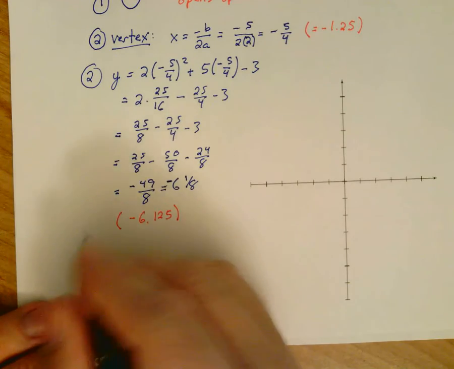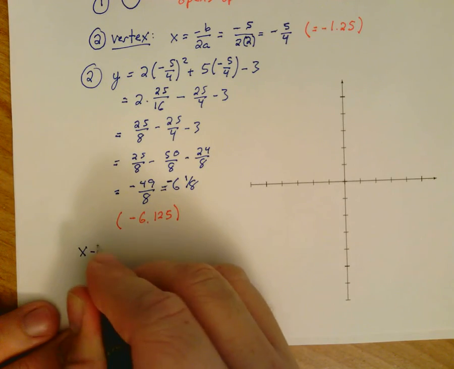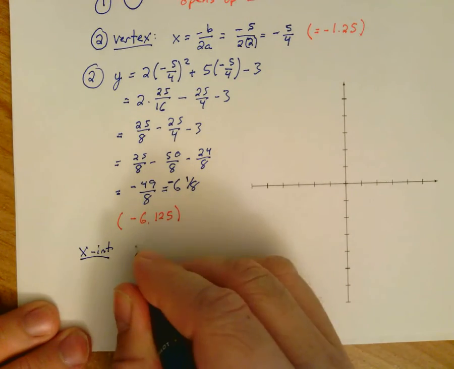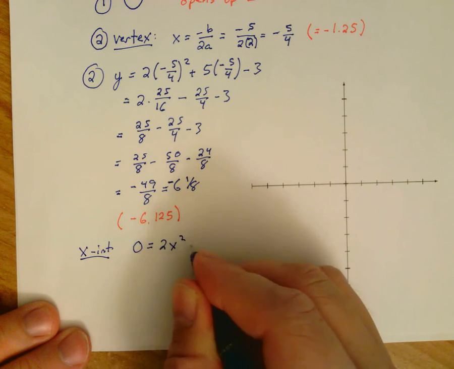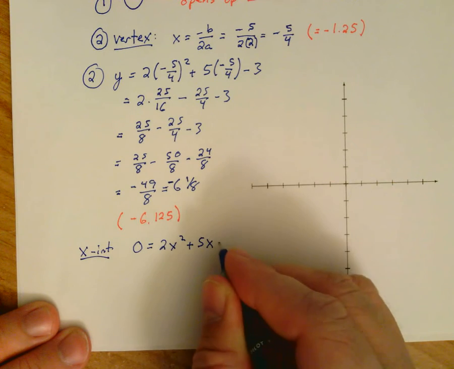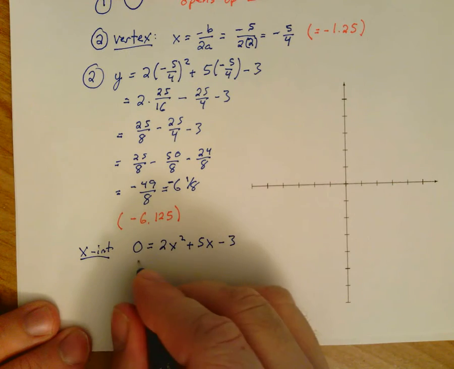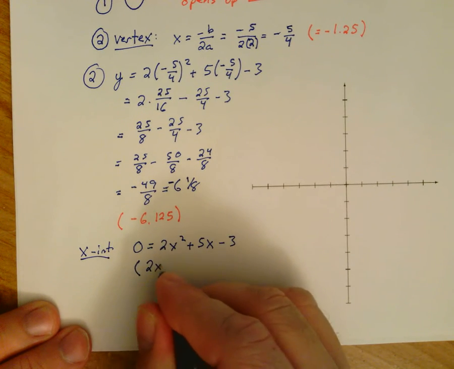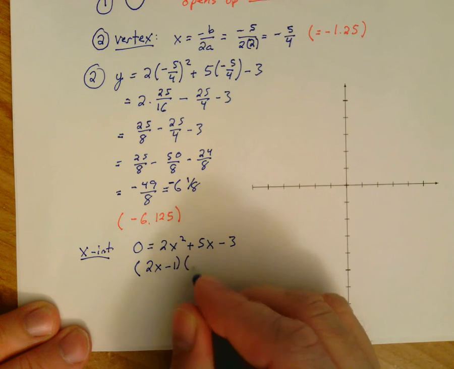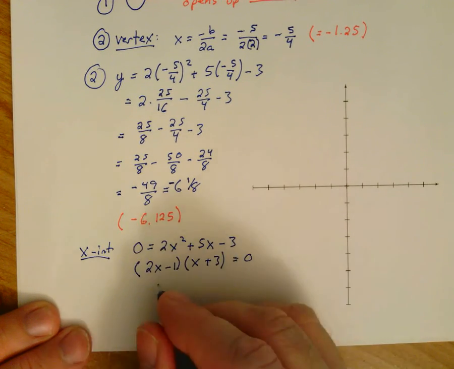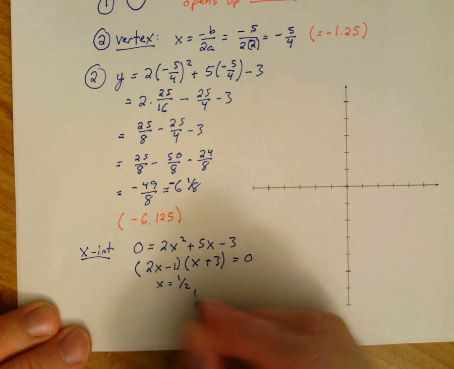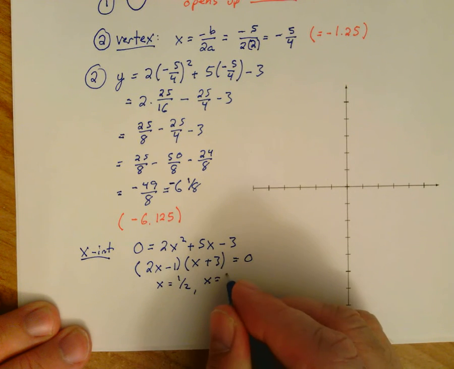Now, to find the x-intercepts, let's go ahead and set this equal to 0. So I say 0 is equal to 2x squared plus 5x minus 3. And then I'll go ahead and factor this. So I'm going to have 2x minus 1 times x plus 3, and of course, that equals 0. So I have x is equal to 1/2, and x is equal to negative 3.